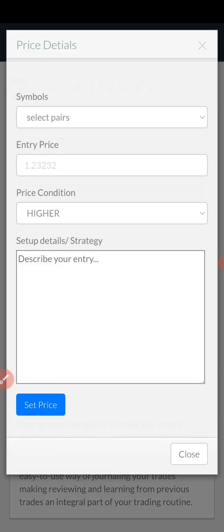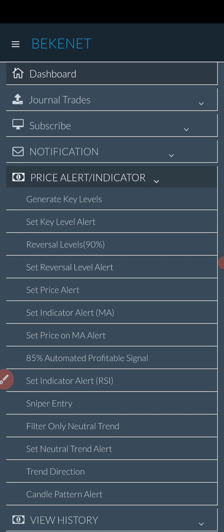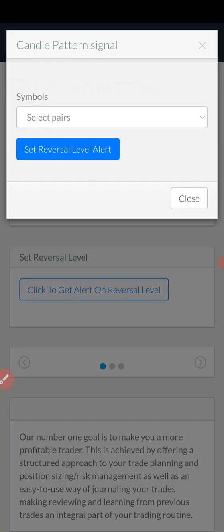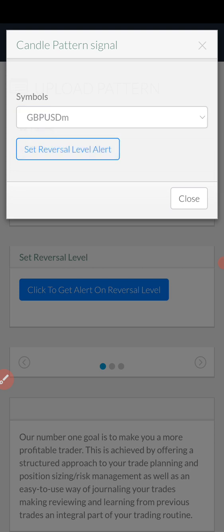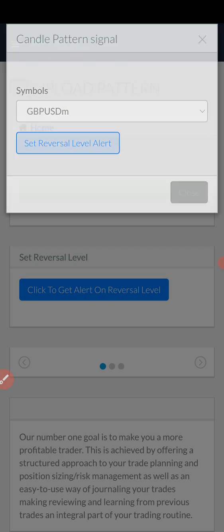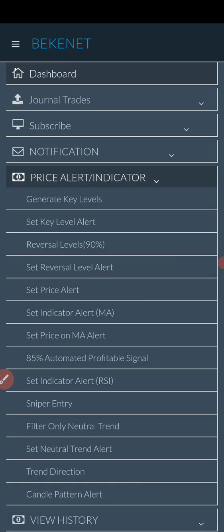The same way we set the key level, you can do the same thing too, just select the pairs. So once price gets to any of those levels, it will notify you, and you take advantage of the market. Pretty simple. Then the next thing, all these ones are pretty simple. How to set price alert is easy.